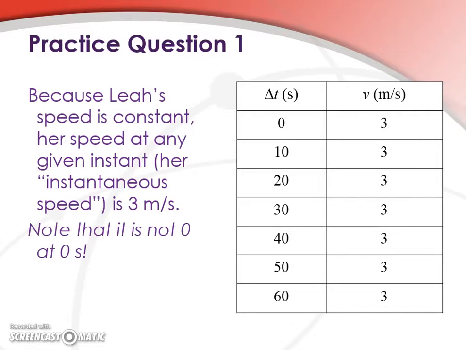Okay, Leah's speed's constant, right? So she's running at 3 meters per second. There's an interesting distinction here between her average and her instantaneous speed. Her instantaneous speed, her speed at any given time, is always 3 meters per second, even at 0 time point. So she was moving at 3 meters per second, even at 0 time.